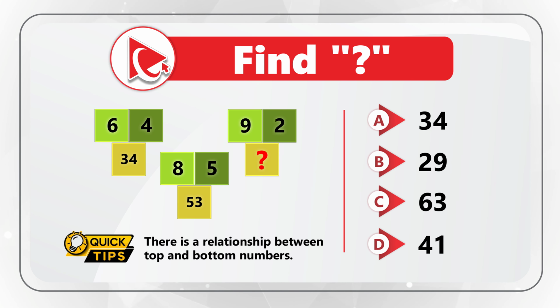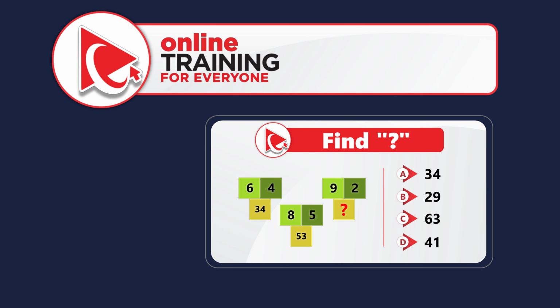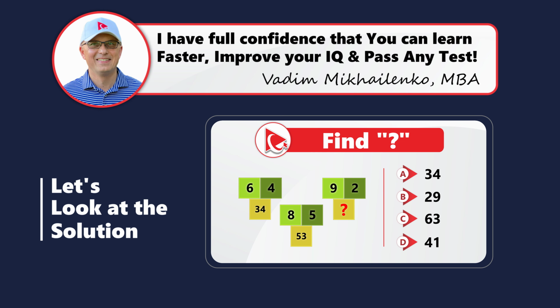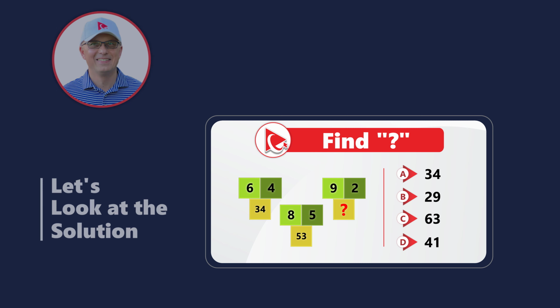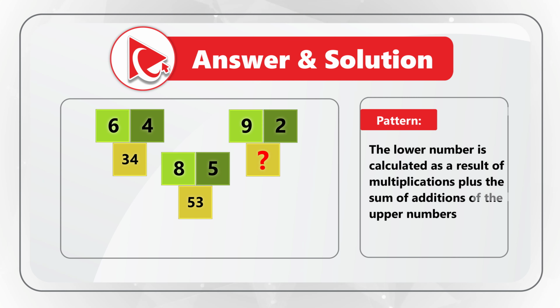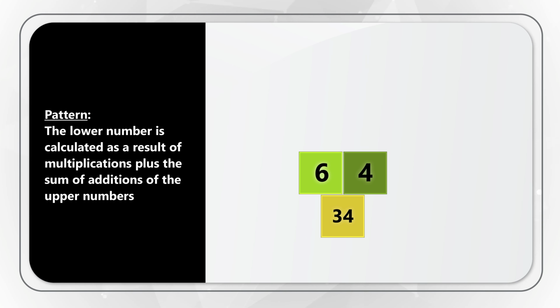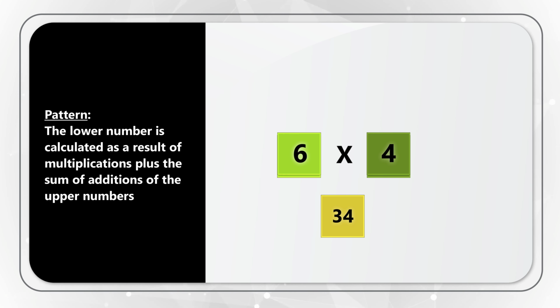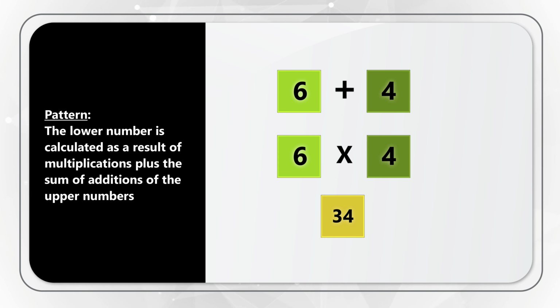But this is about as much as I'm gonna give you, because I'm moving forward to share with you my version of the solution. And obviously, if you have a better way to solve it, please make sure to post in comments. I think there is a very interesting and unusual pattern here between the top 2 numbers and the bottom number. In fact, the lower number is calculated as a result of multiplication plus the sum of addition of the upper numbers. Let's look at the example.